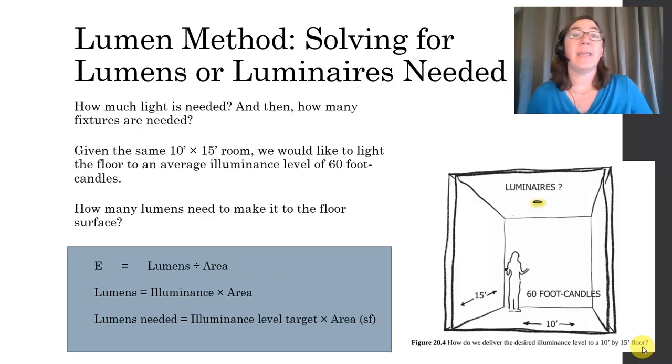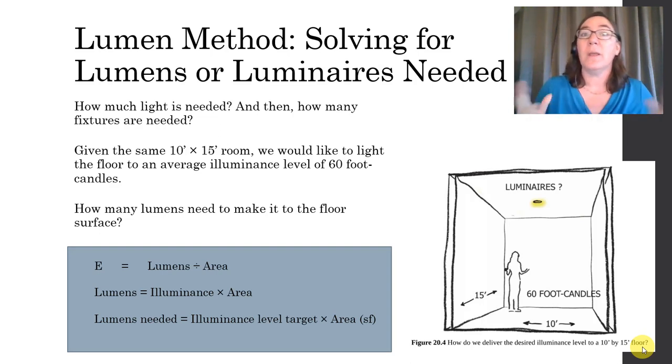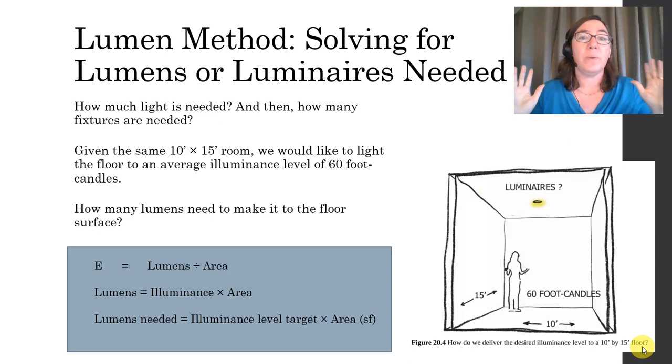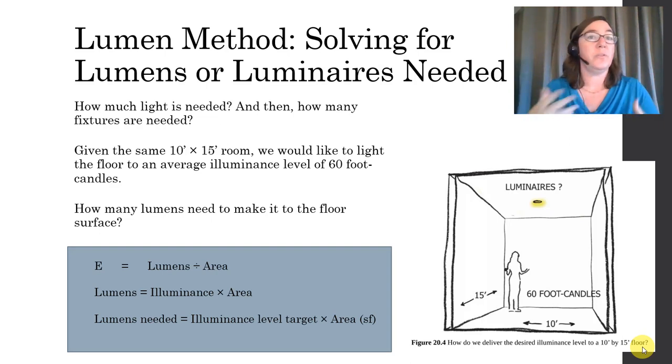Let's move on to the second way that we use the Lumen method, and that's for solving for the lumens needed in a space or the number of luminaires needed. So how much light is needed in our space? And then once we know that, how many fixtures are needed to light the space? Let's try this same example. It's a 10 by 15 room, and what we want to do is light the floor to an average illuminance level of 60 foot candles. So how many lumens are needed in your room?